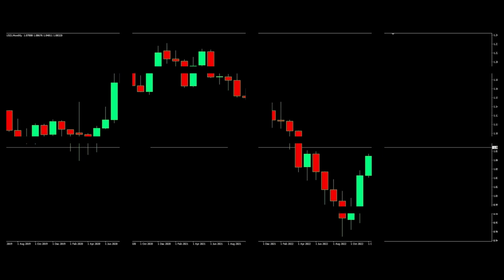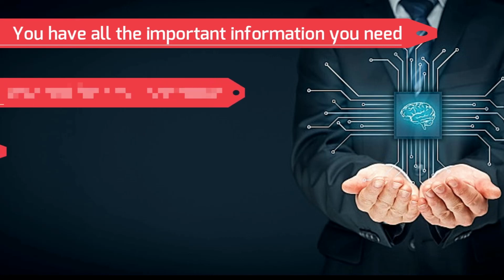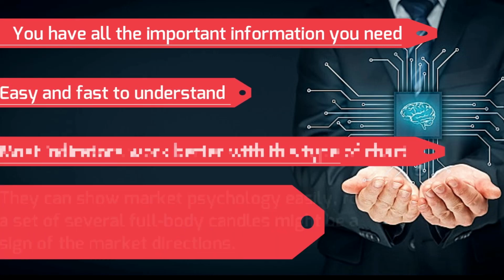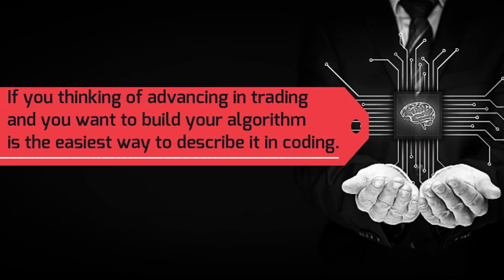There are several advantages while using this type of chart. You have all the important information you need. It's easy to understand. Most indicators work best with this type of chart. They can show market psychology easily. For example, a set of several full body candles might be a sign of market direction. If you're thinking of advancing in trading and you want to build your own algorithm, it's the easiest way to describe in coding.